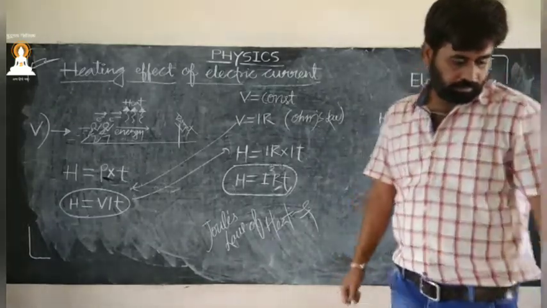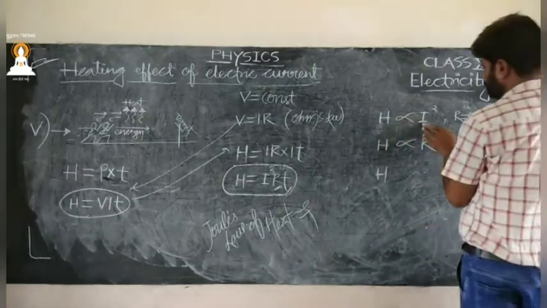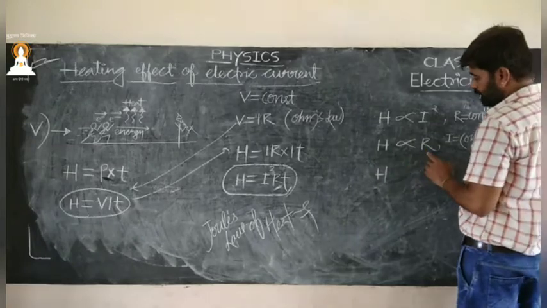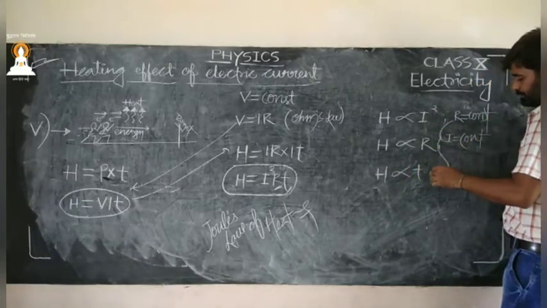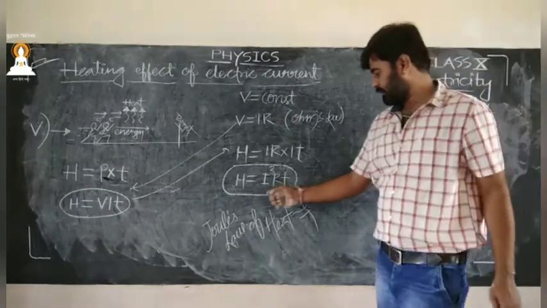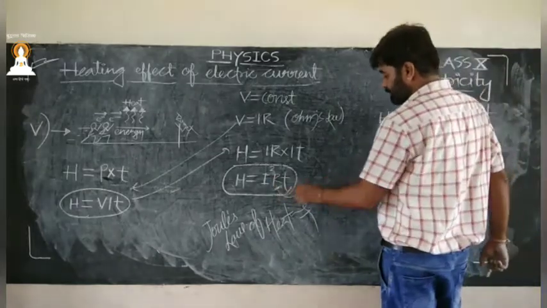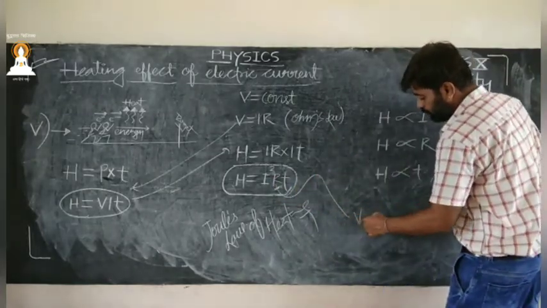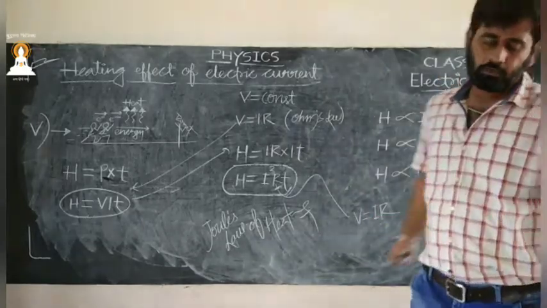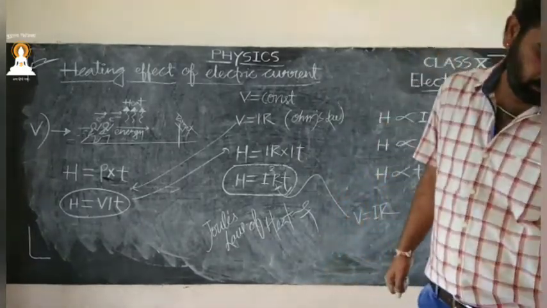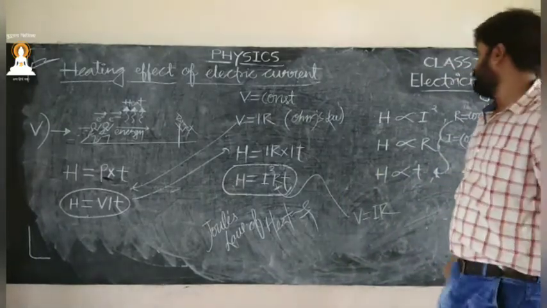So in this way we can say that H is directly proportional to I square, H is directly proportional to R, and H is directly proportional to T. Rather, these should all be satisfied. So H is equal to I square R T. Very important one. If R is asked in the equation, then R may be found using V is equal to I into R. Okay, so this was all about the heating effect of electric current.